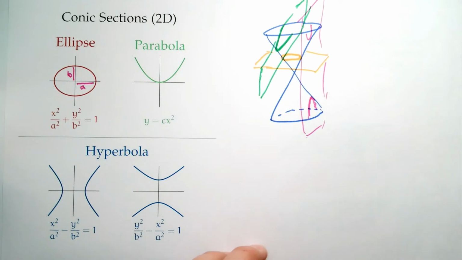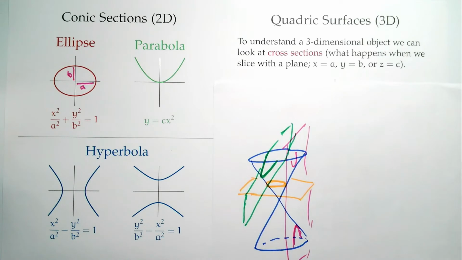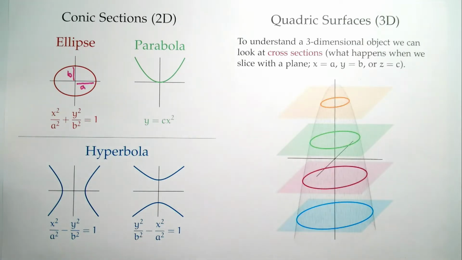Now what we want to do is do the three-dimensional equivalent, and we're going to call these quadric surfaces. And so how do we get a handle on these? What we do is we say, okay, the way we're going to understand a three-dimensional object is we're going to look at these cross sections, these slices.